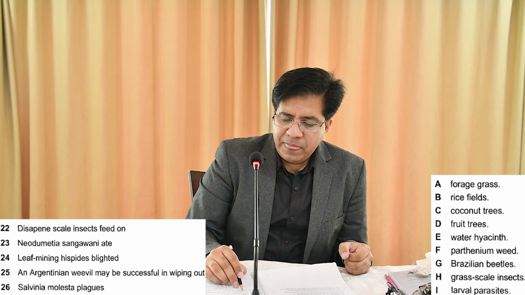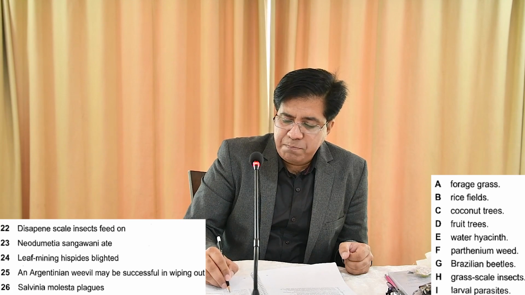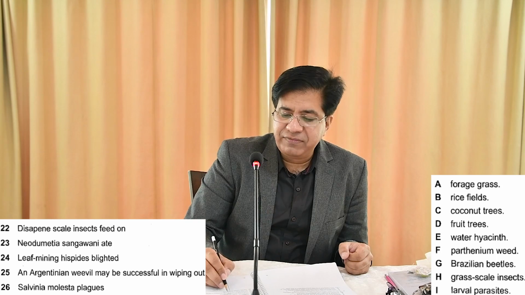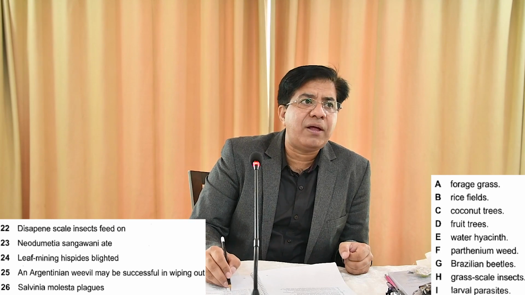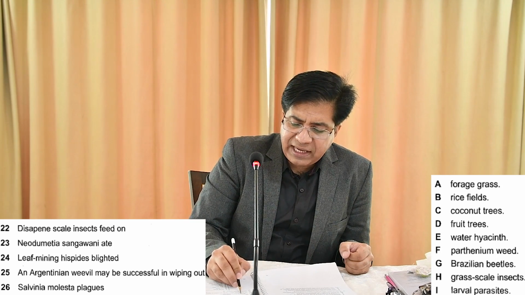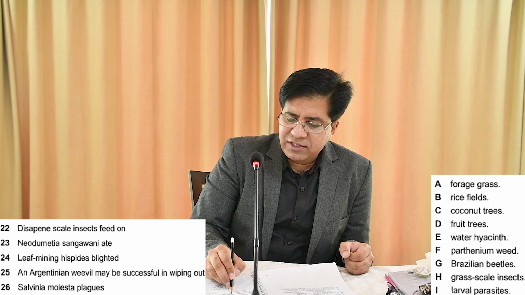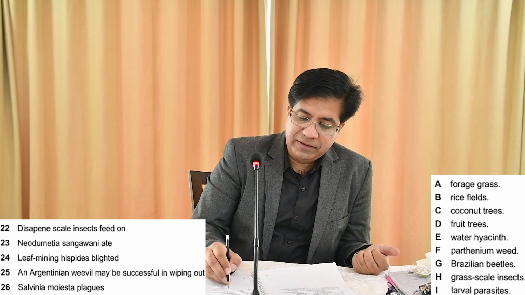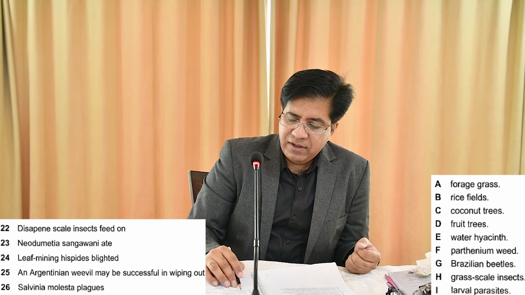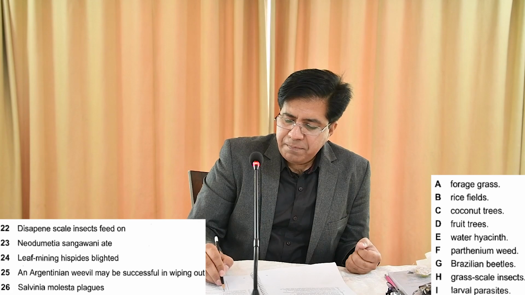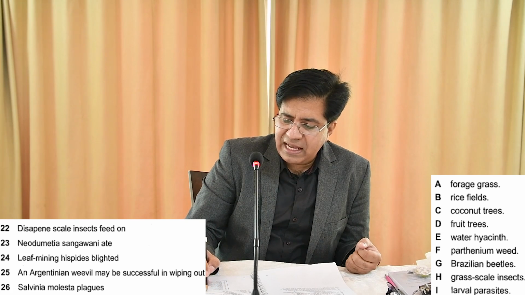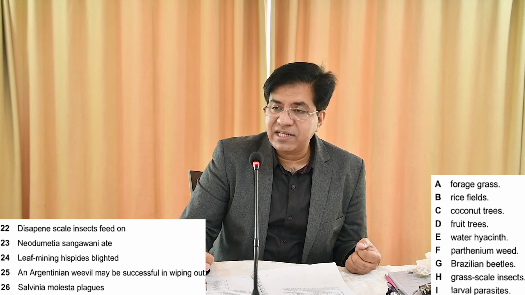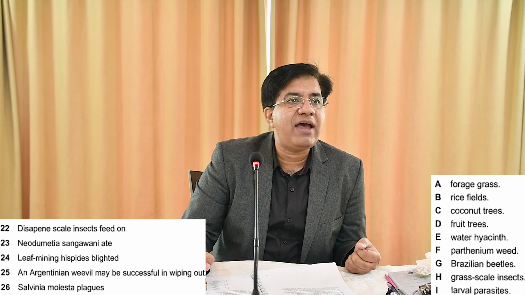Question number 24. Leaf mining hispides blighted. Now you can check the meaning of blighted and then you can find it easily. But anyways, even if you don't know the meaning, just find leaf mining hispides. And then for blighted, they might use any other word there. 25. Argentinian VV may be successful in wiping out dash. Wiping out means finish.